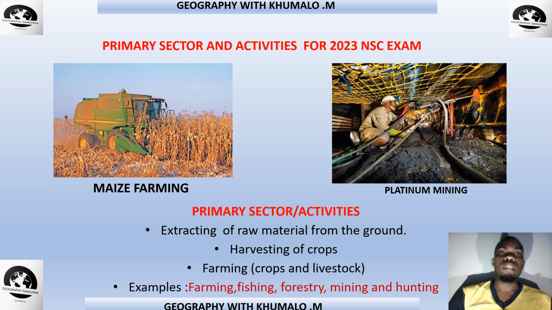Then, for example, here is the primary sector and activities for 2023. We know that the exam guideline gives us two, one agricultural product and one mining product. So our agricultural product is maize for 2023, and our mining product is platinum for 2023 for the final exam, the trial examination. The primary sector and activities, as I've said, are extracting of raw materials from the ground, harvesting of crops, farming crops and livestock. For examples, we're looking at farming, fishing, forestry, mining and hunting.